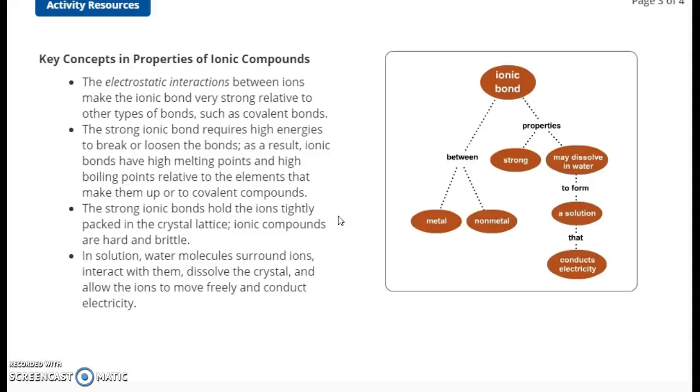Ionic compounds are hard and brittle, so brittle, not bendable. So they'll break, not bend. In solution, water molecules surround ions, interact with them, dissolve the crystal, and allow the ions to move freely. And that moving freely is going to be the movement of electricity.